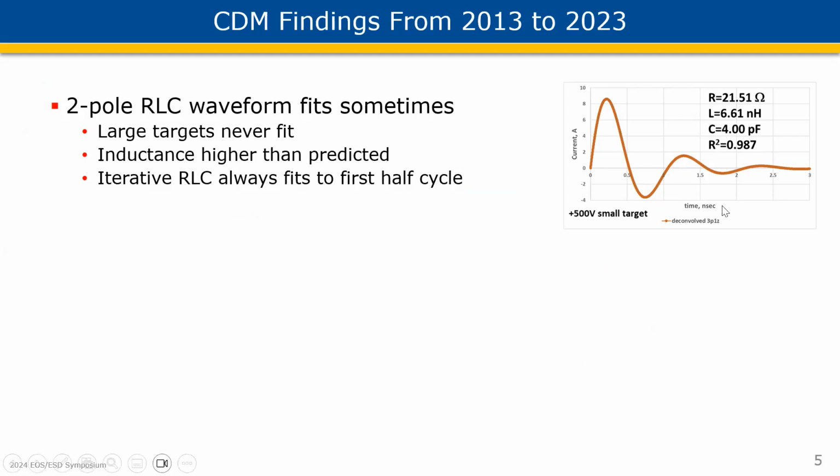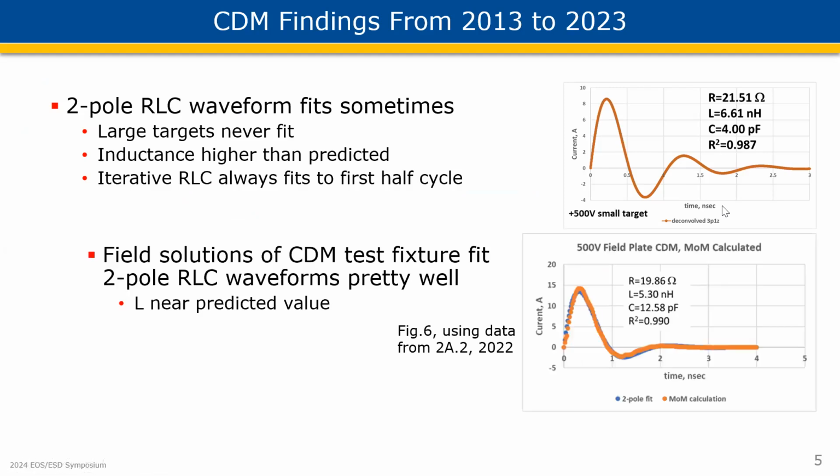process from 2013 to 2023, pretty much. We found that the 2-pole RLC waveform sometimes fits, but usually on small targets, as shown at the right. Also, the inductance was never as low as what we predicted from simulations of the probe and fixture. Those kind of estimates always gave lower results.